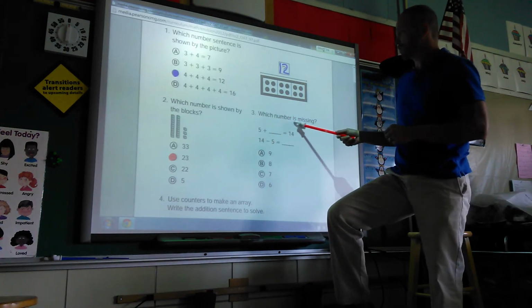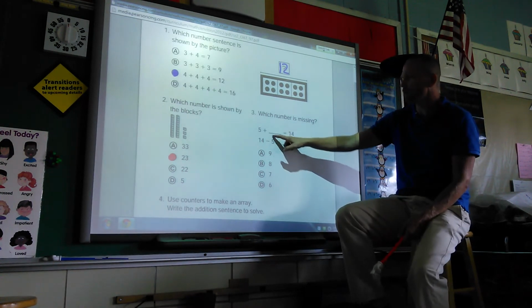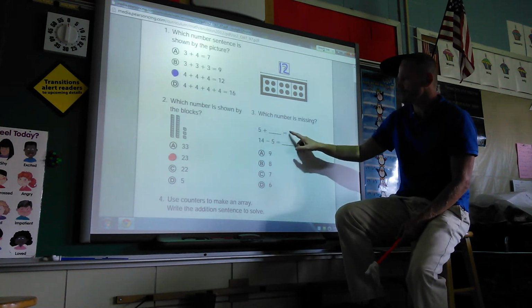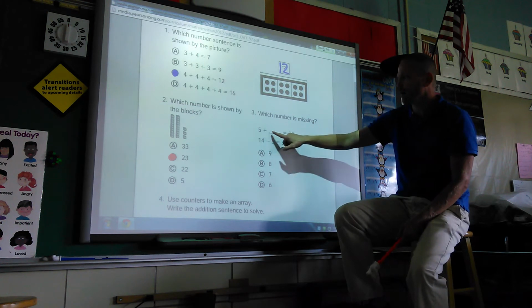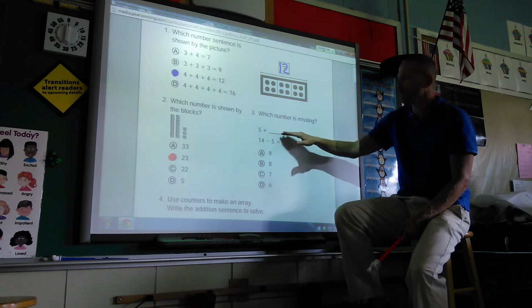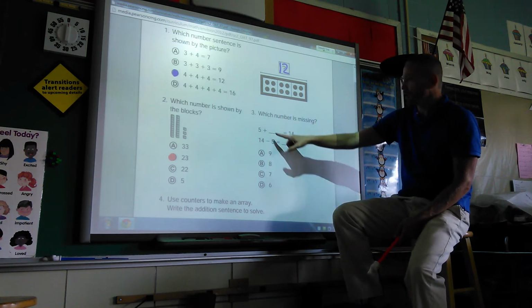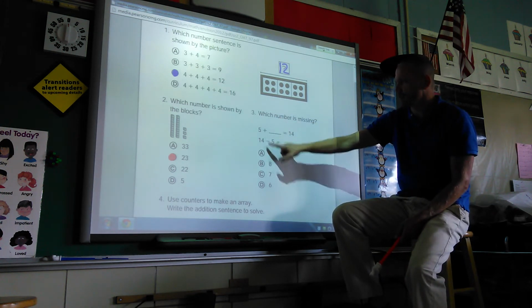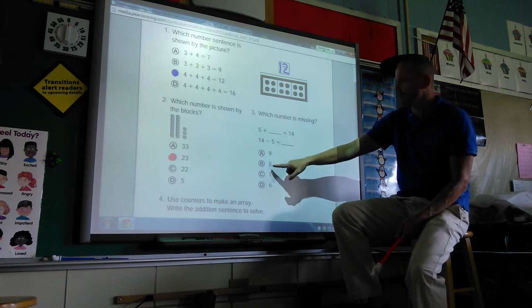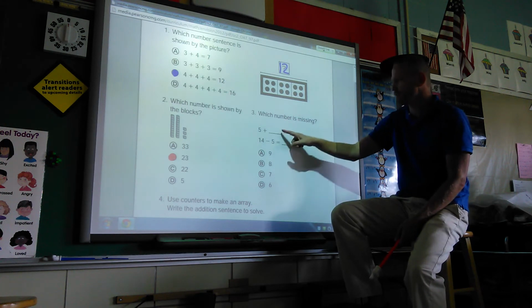Number 3 says, which number is missing? So when you're looking at this, you're going to look for the missing number here. And if you look at this, this is a fact family. This is a part, a whole, or an addend, a sum. This is the minuend, the subtrahend, and the difference. But all 3 of these numbers have to be the same. So you're going to look at this, and you're going to think, 9 plus what is 14, 5 plus 9 is 14, 5 plus 8, 14, 5 plus 7, 14, 5 plus 6, 14.